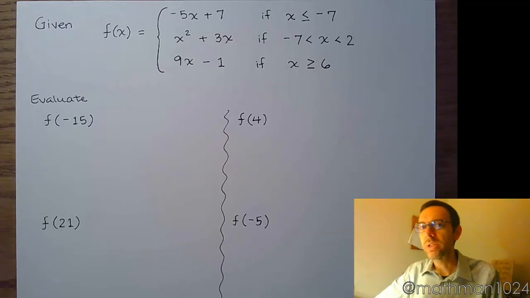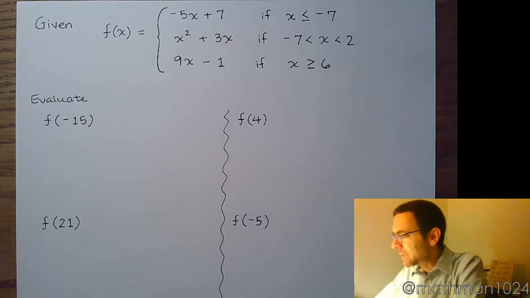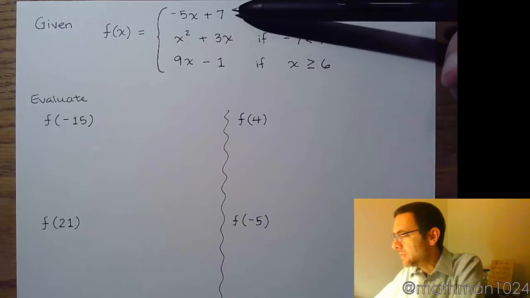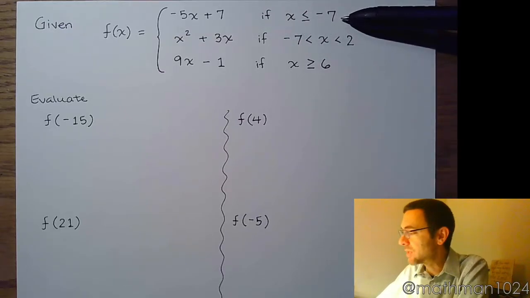In this video, we're talking about piecewise defined functions and how we evaluate them. So we start off with this guy. He's a pretty big guy. He's got three pieces to him. You have negative 5x plus 7 for values of x that are less than or equal to negative 7.